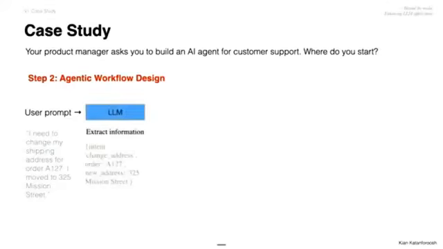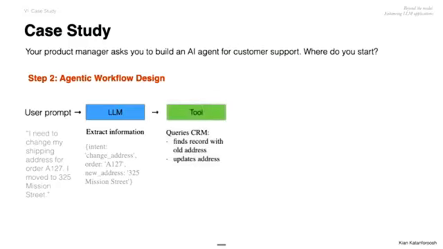You might actually draft it and say, okay, I take the user prompt, and the first step of my task decomposition was extract information. That seems to be a vanilla LLM. You can guess that the vanilla LLM would probably be good enough at extracting that the user wants to change their address, and this is the order number, and this is the new address. You probably don't need too much technology there other than the LLM.